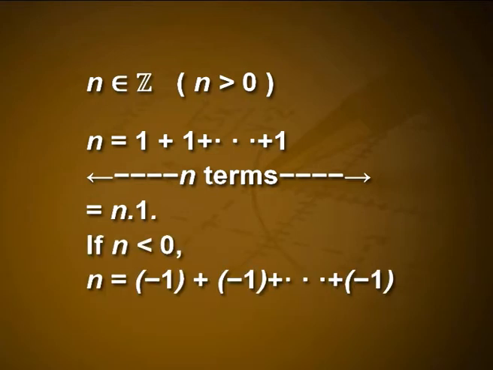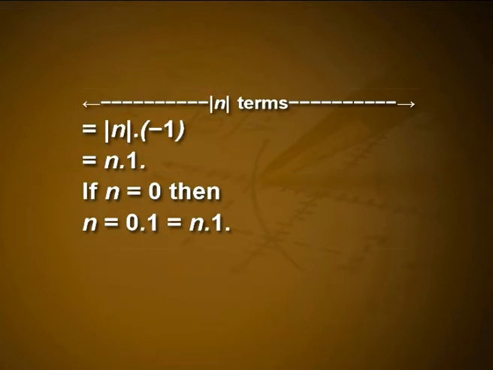If n is less than 0, n is equal to minus 1 plus etc. minus 1, mod n times, which is equal to mod n into minus 1, which is equal to n into 1. If n is equal to 0, then n is equal to 0 into 1, which is equal to n into 1. Hence, Z with the binary operation plus is a cyclic group and 1 is a generator. A similar line of argument will show that minus 1 is also a generator of the group.